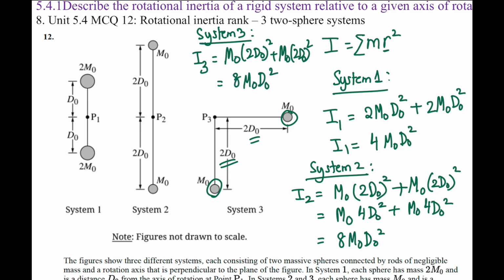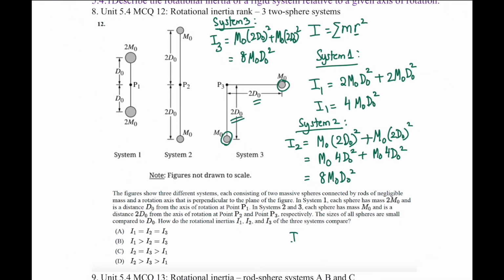So what we find is I2 and I3 are equal to each other and obviously they are greater than I1. So I2 should be equal to I3 and they both are greater than I1. Let's see if we have anything like that. Yes, it's C. So the answer is C here.